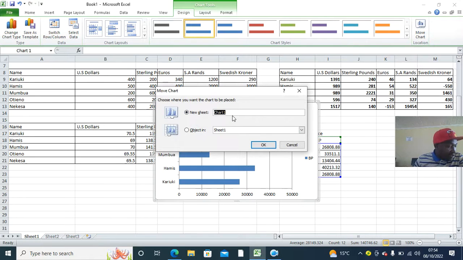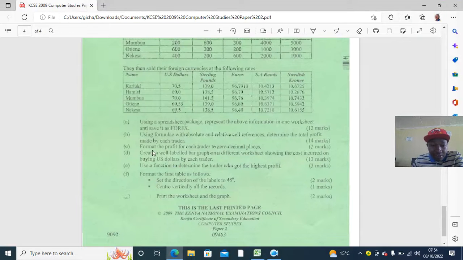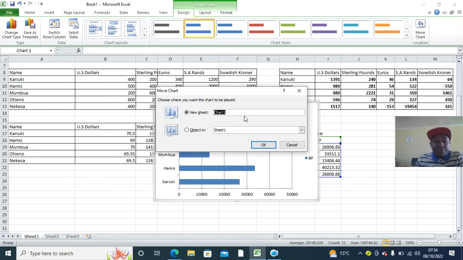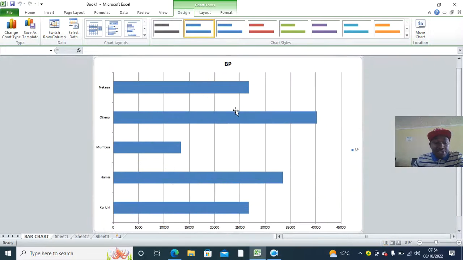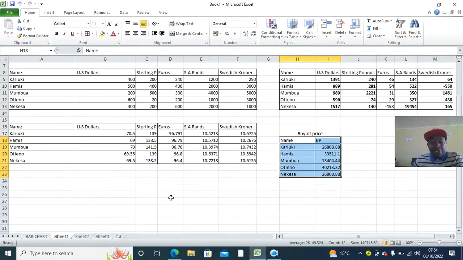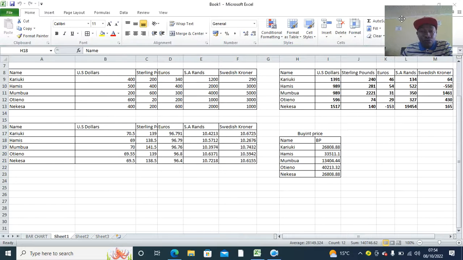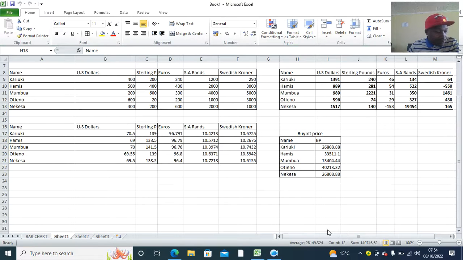The examiner has not given us a name for the chart. Let me confirm: create a well-labeled chart, 13 marks. Okay, the examiner did not tell us anything about the name, so we can just call it bar chart. Then click on OK. So what happens, you'll notice that the bar chart has moved to its own page. So that's what the examiner wants us to do. So we proceed with our next question.